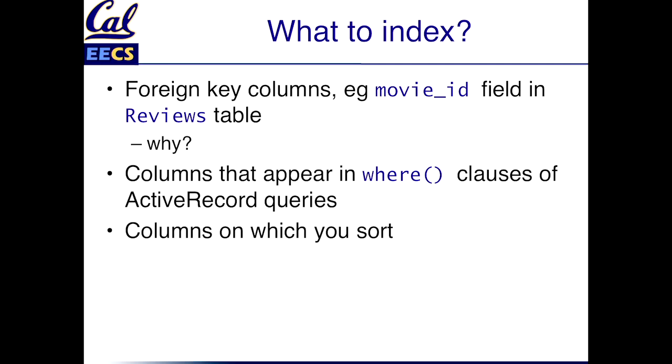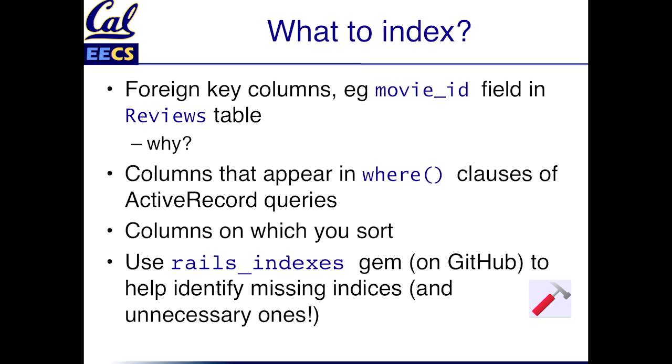Columns that you're going to sort on. If you're using any of the Active Record features that let you pass arguments down to the database so that you're returning records in a particular order, having indices on the things that you're sorting by will speed up the sorting operation. And surprisingly, as you might guess, there's yet another gem. Again, I use this one, but there's probably others by now. Rails indexes will help you not only identify missing indices, but also identify indices that you created that no queries benefit from, or whose queries aren't executed terribly often.